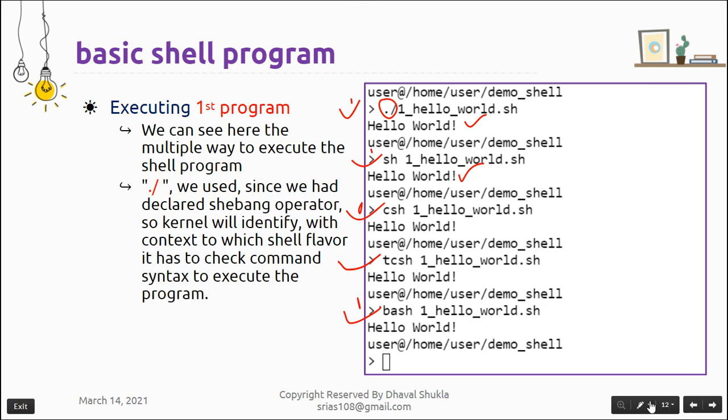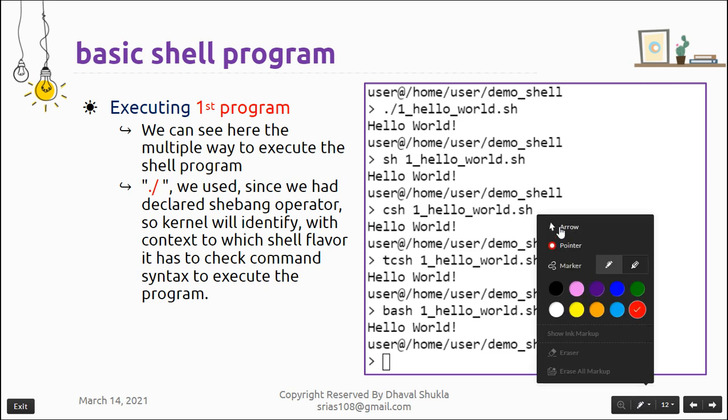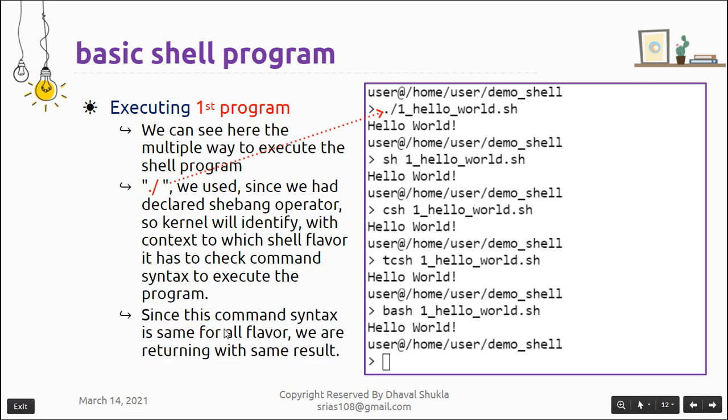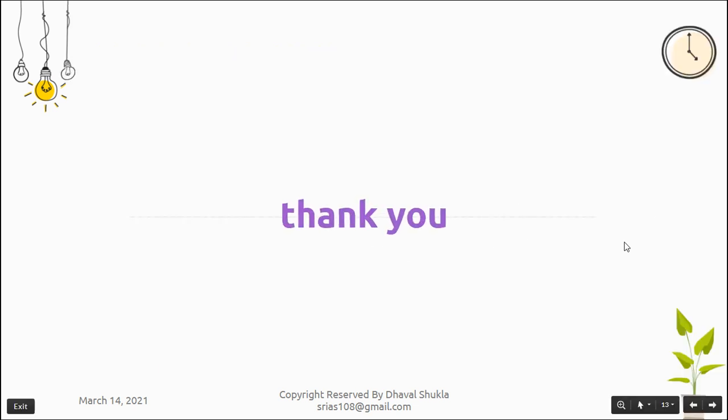So let me erase this. Dot forward slash. We use this since we declared the shebang operator on the first line, so the kernel will identify with context to which shell flavor it has to check the command syntax to execute the program. So we can see here that since this command syntax is the same for all the flavors, we are getting the same result. Okay, thank you.